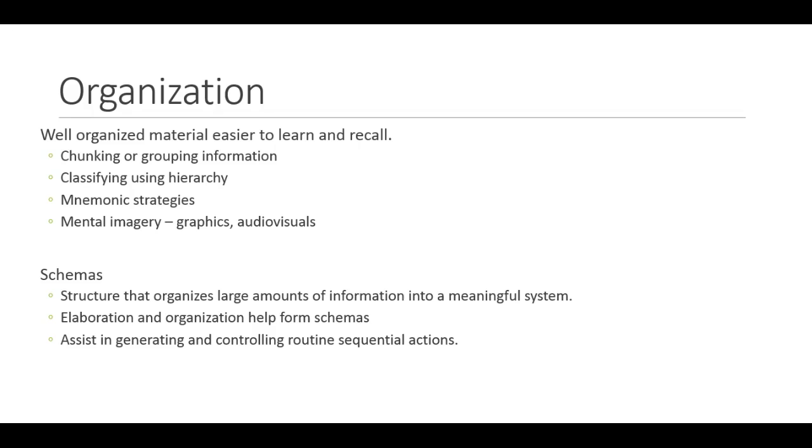Then when you organize large amounts of information into a system, that's called a schema. When you structure large amounts of information into a big system, that's called a schema. Elaboration and organization help us form these giant chunks, if you will, or schemas. Developing schemas also assists in generating and controlling routine actions that happen in sequence. I can't think of an example of that right now, but we remember these schemas. How do we do addition? We do one side and then we go to the next side and then we go to the equal sign. Or how we do multiplication, or different ways that we set up these routine sequential actions.